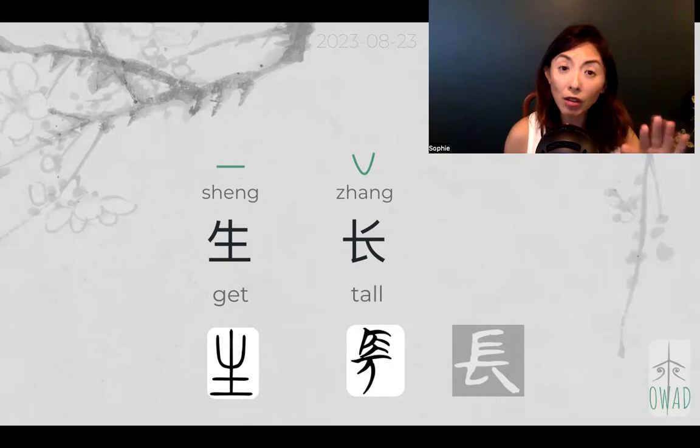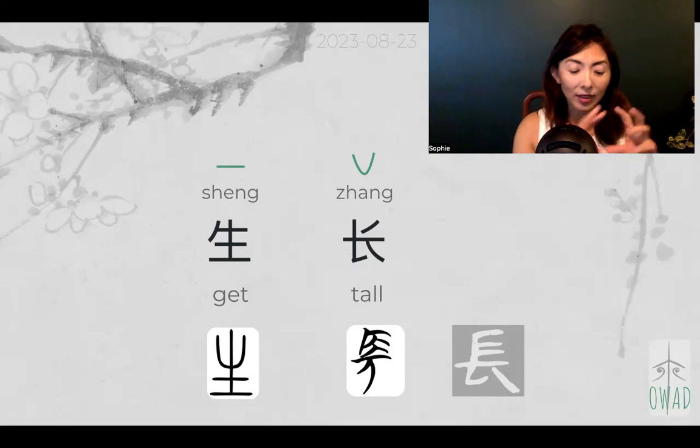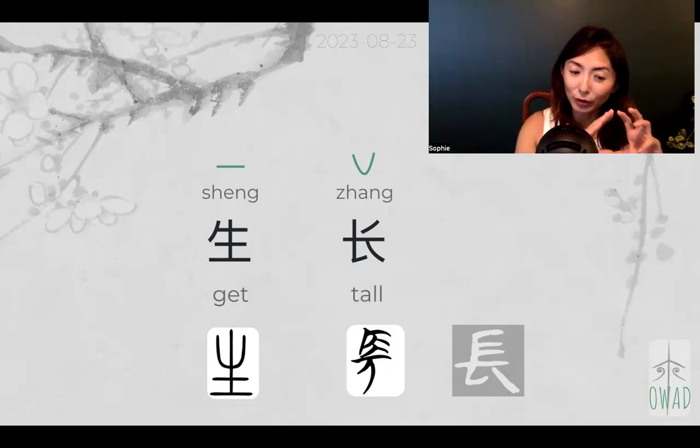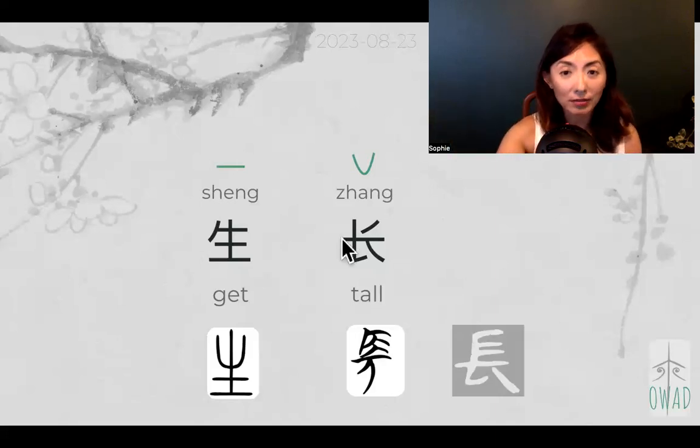Okay, so 生 again is about life. And when it pairs with the goal, that means you start to aim for that goal, to develop from your current state to the future state, which is 长.